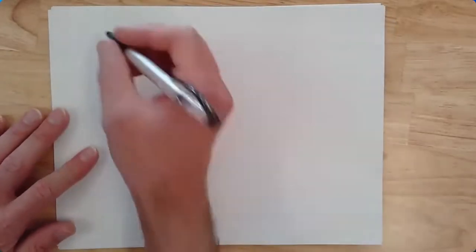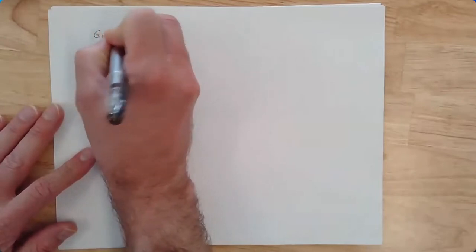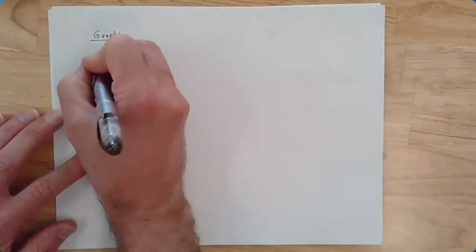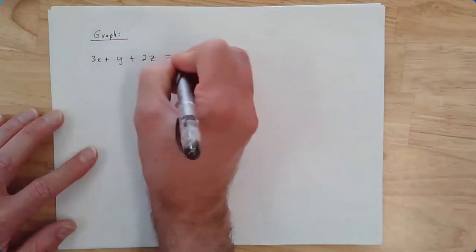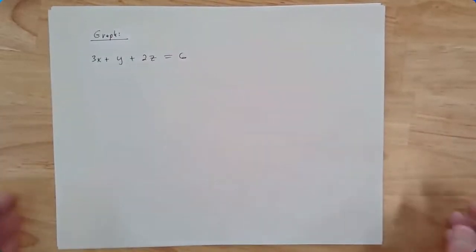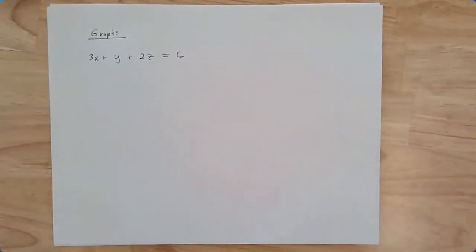When you're graphing in 3 dimensions, it can be very analogous to graphing in 2 dimensions, meaning a lot of the same kind of things happen. So let's graph, for example, the equation 3x plus y plus 2z equal to 6. Here's what I would observe about this before we even start: all of these variables are raised to the first power.